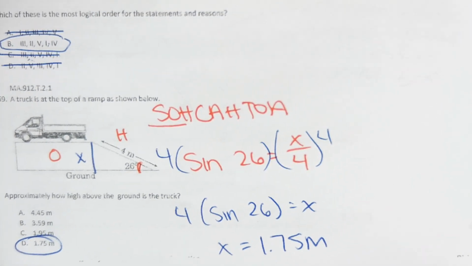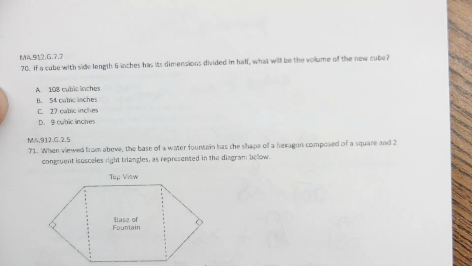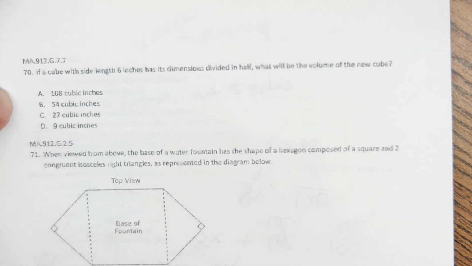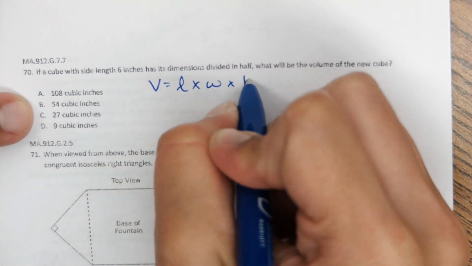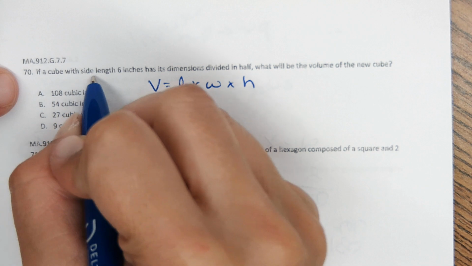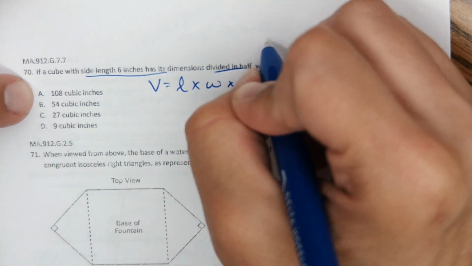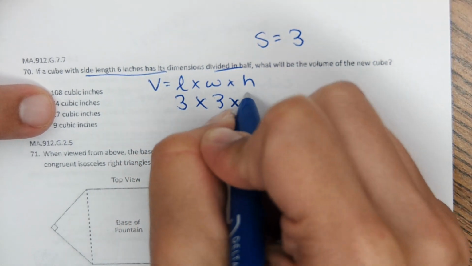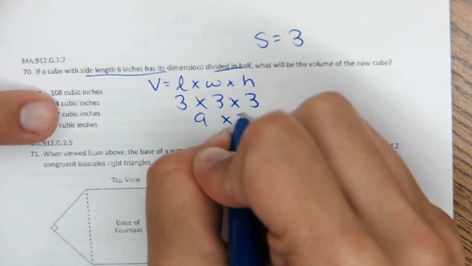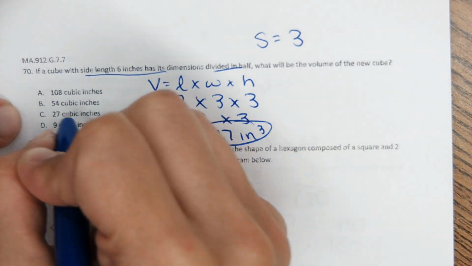Next, over here, 70. If a cube with side length 6 inches has dimensions divided in half, what will the volume of the new cube be? So volume of a cube is length times width times height. It's saying that the original has side length of 6. If it's divided in half, then the side would be 3. So 3 times 3 times 3 would give you the new volume. So 27 inches cubed.